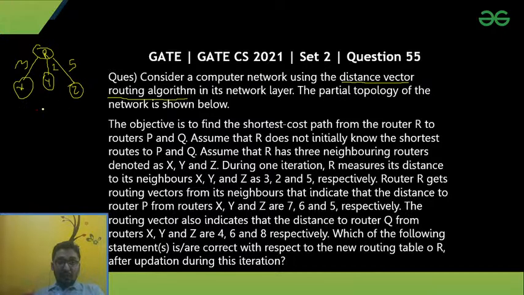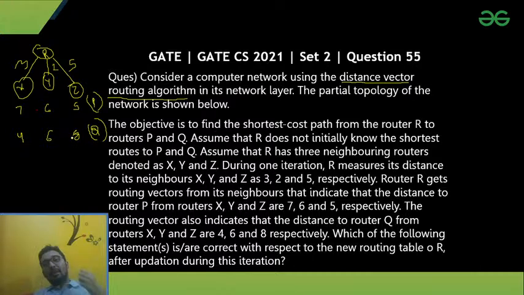Now X, Y, and Z send their distance vectors to R, and they are telling that they are connected with P with weights 7, 6, and 5. So they require this much weight to reach P. Also, they are telling that they can reach Q with what weight? The next line says the routing vectors also indicate that the distances to router Q from X, Y, and Z are 4, 6, and 8. So the distance to Q is 4, 6, and 8.